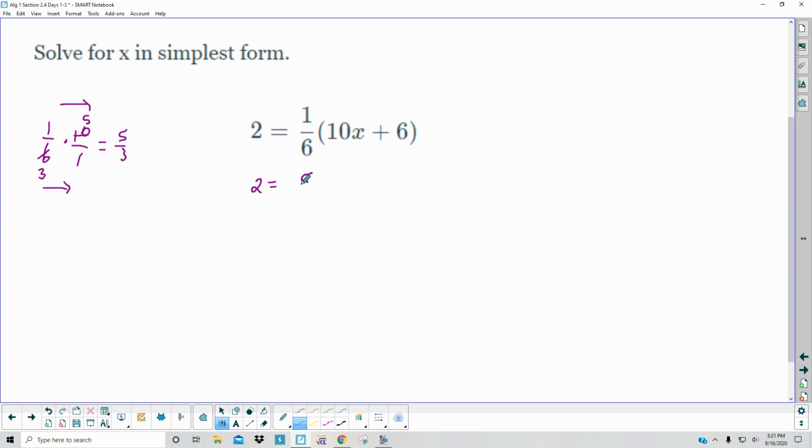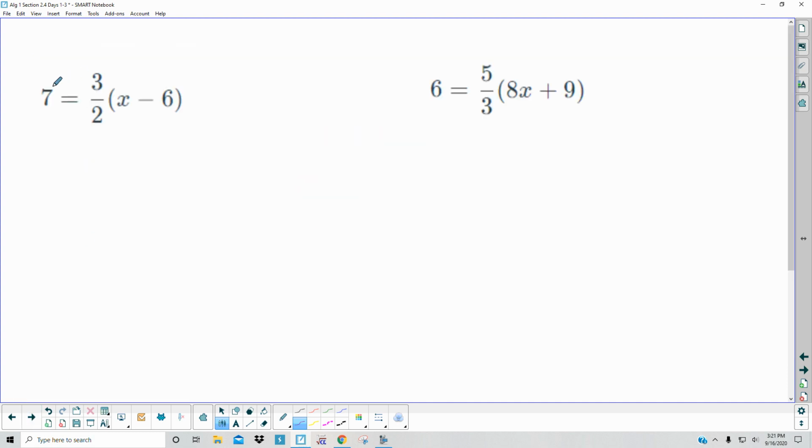So now you have 5/3 x, and 1/6 times 6 is 1. So now you just subtract 1, and you have 1 is equal to 5/3 x. And remember, to get rid of a multiplication that's a fraction, we're going to multiply by the reciprocal. Multiply this side by 3/5 and multiply this side by 3/5. And 1 times 3/5 is 3/5. Okay? That's not so bad, I don't think.